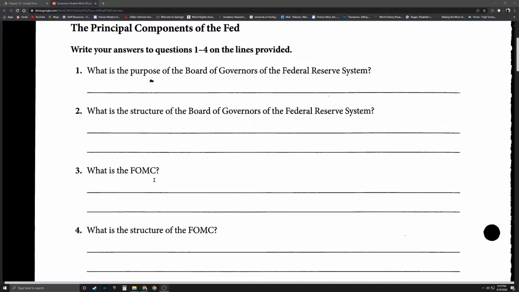Question 2, what is the structure of the Board of Governors of the Federal Reserve System? So I'm asking you here, how many members are there? And there are 7. How long is each of these 7 members appointed? That's a 14-year term. Who appoints them? That would be the President of the United States. And then who approves their appointment? That would be the Senate.